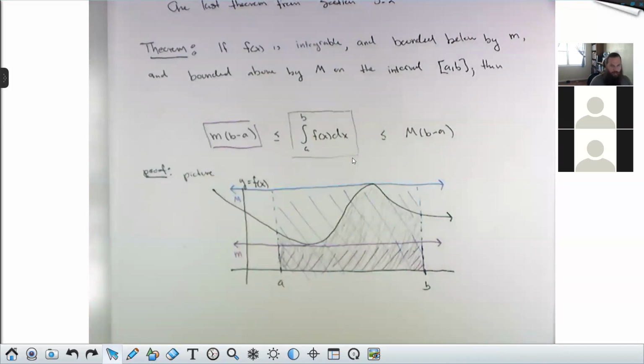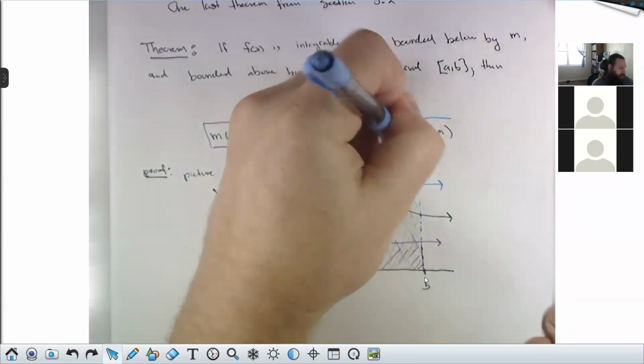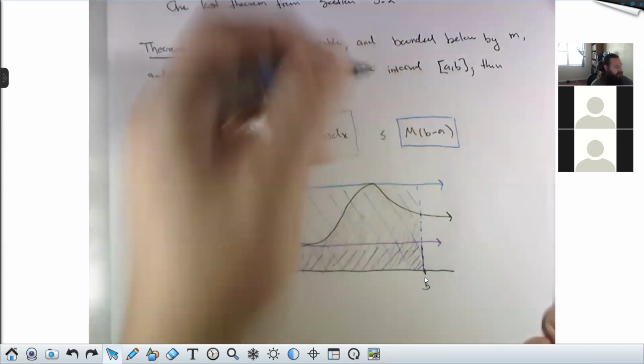And then the obvious thing is true about the blue area and the pencil area as well, right? This blue area is larger than the pencil shaded area because the pencil shaded area fits inside the blue area. So the blue area has to be larger than the pencil area by inclusion. What is the blue area? Well, it's also a rectangle, and the height here is capital M, and the width here is b minus a again.